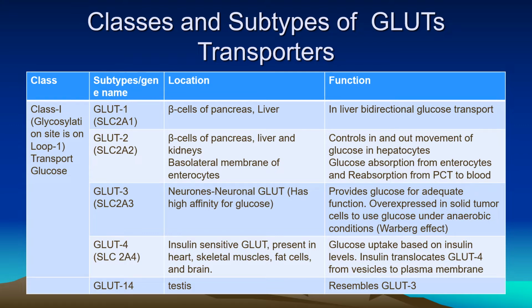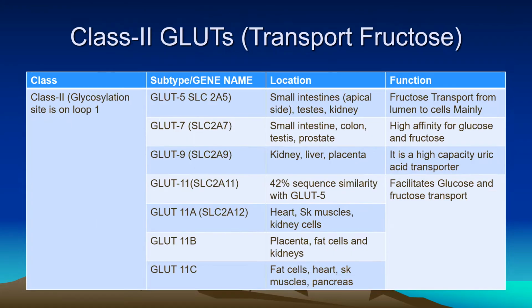GLUT3 is a neuronal one, and that provides glucose to the neurons for appropriate function. It is also expressed in tumor cells. GLUT4 is the insulin sensitive GLUT, and therefore it transports glucose under the influence of insulin. Insulin actually translocates GLUT4 from vesicles to the plasma membrane, where it allows glucose to enter. GLUT14 is a type of GLUT3 and is found in testes.